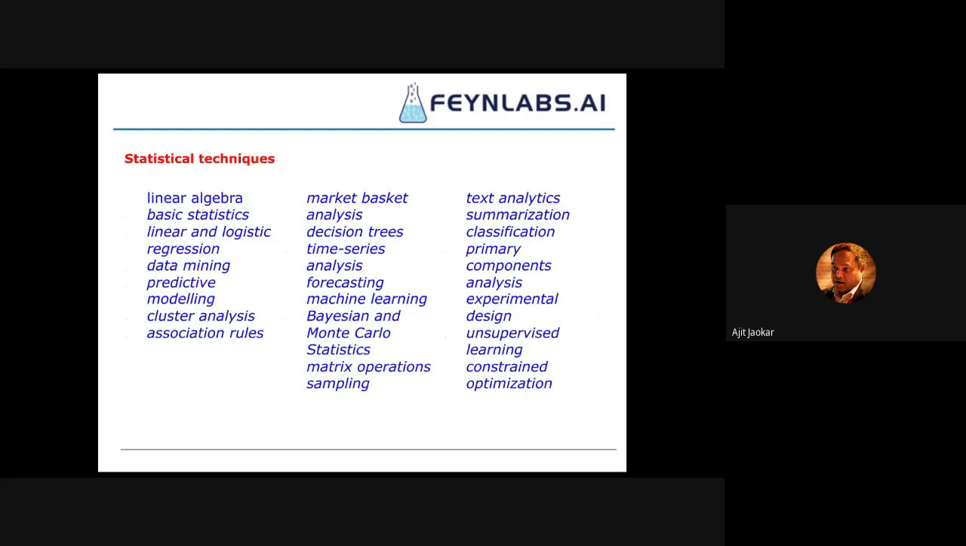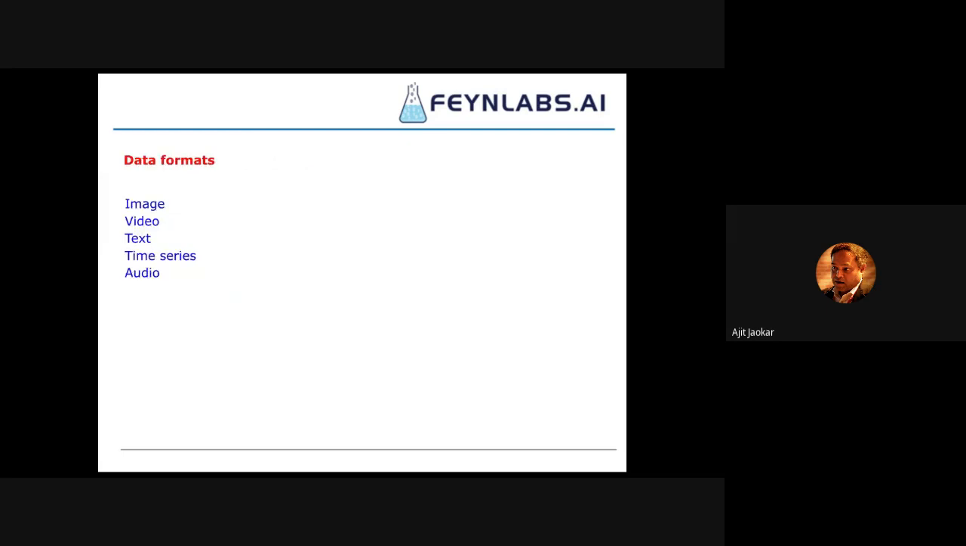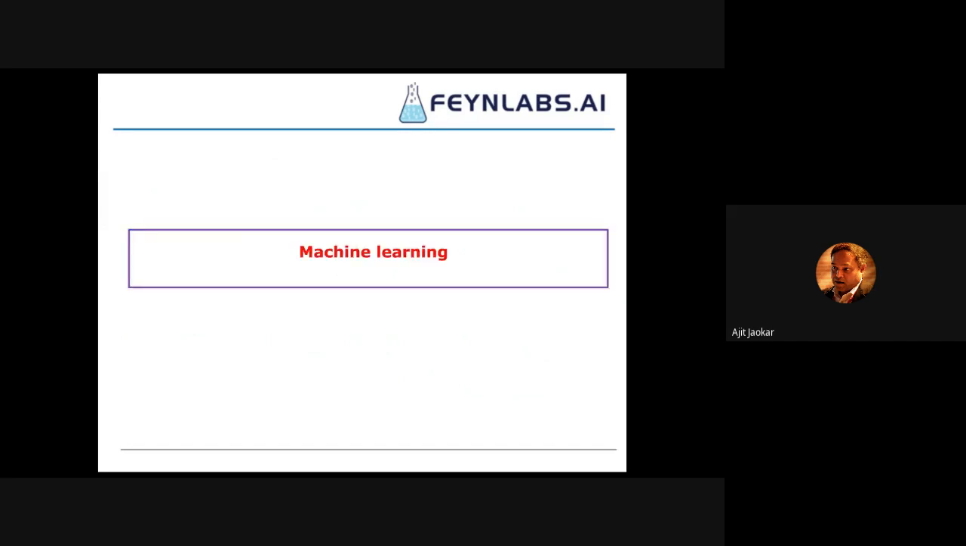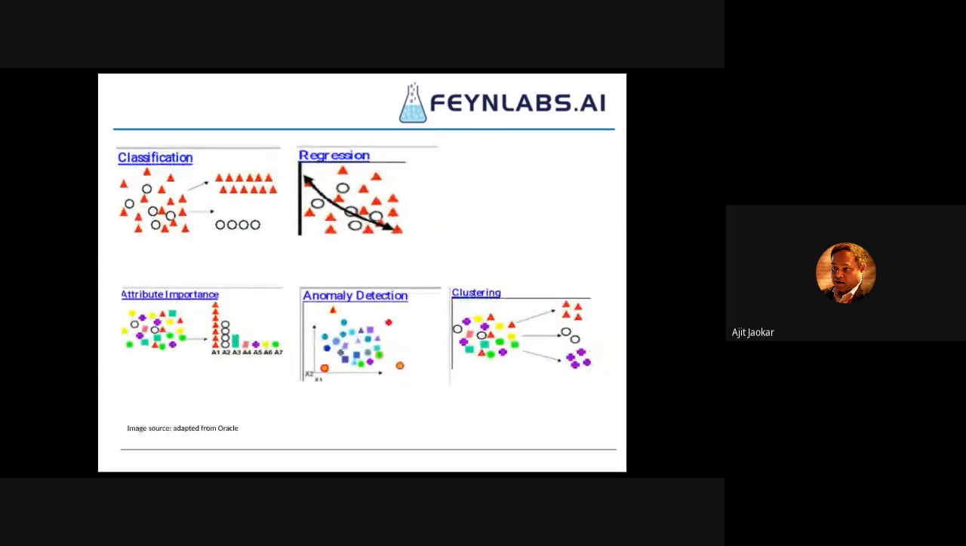Now it gets more complicated because AI has a number of connected domains, which include mathematics, such as linear algebra, statistics, etc. Then also computer science, which includes Hadoop, columnar databases, and so on. You have multiple data formats, you have multiple modalities like the cloud and the edge and so on. And then, of course, you have different things with that. If you look at machine learning, the basic idea is that you have a series of algorithms, which are easy to explain with a series of images, and they include classification, regression, anomaly detection, clustering, etc. So that's the basic idea.